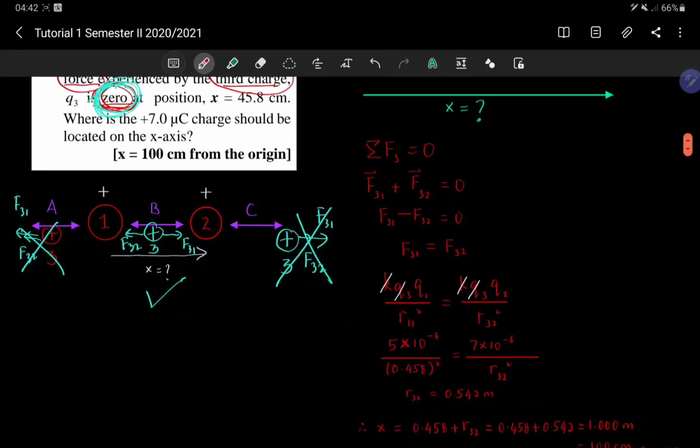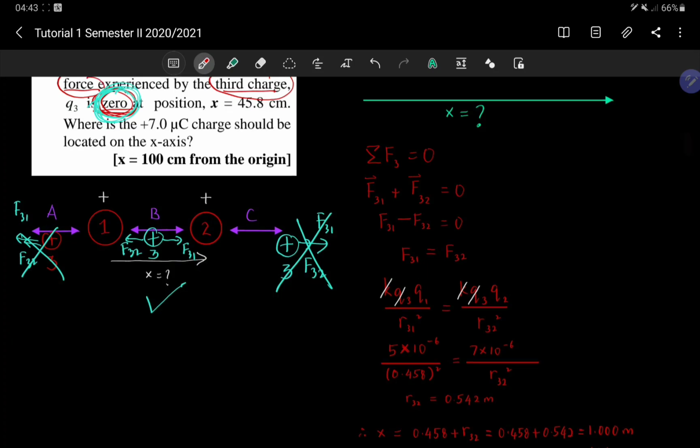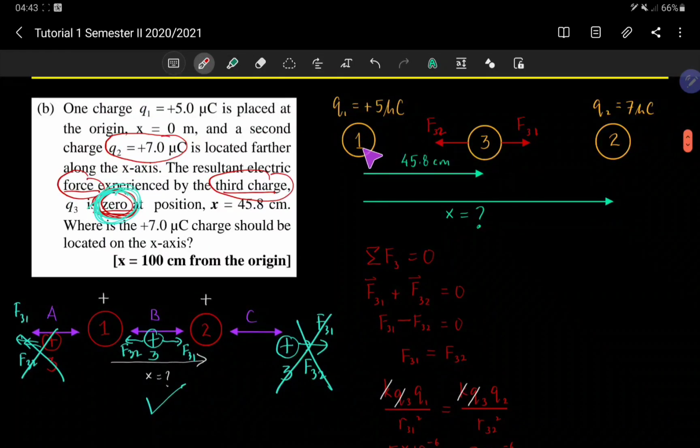And then we expand the equation. F31 equals Q3 Q1 over R31 squared. F32 equals Q3 Q2 over R32 squared. So K and K cancel each other, also Q3 and Q3 cancel each other. So we substitute Q1, Q2, R31 and R32. In this case, R31 is the separation between Q1 and Q3, which is 45.8 centimeter. Don't forget to convert it to meter. And then the second separation is R32. R32 is not given here, so we leave it as the R32 symbol.